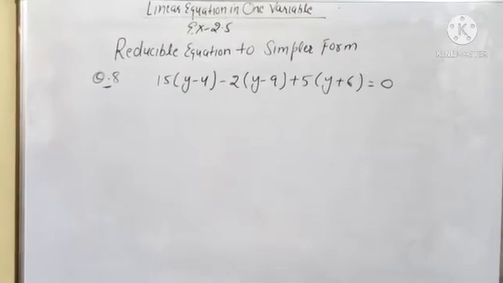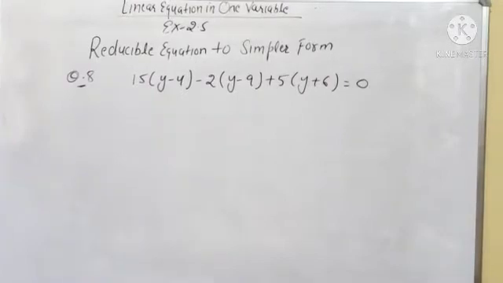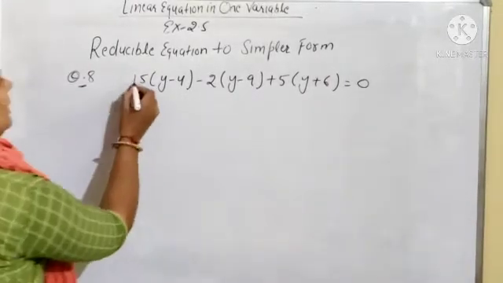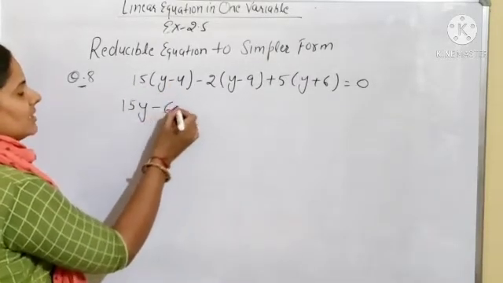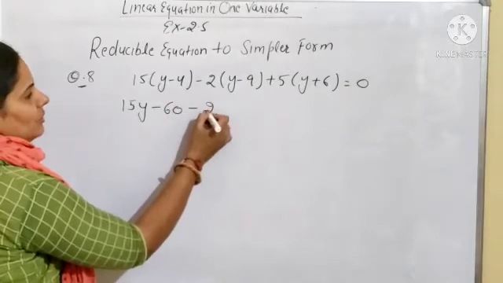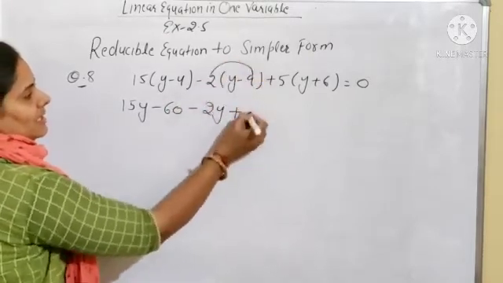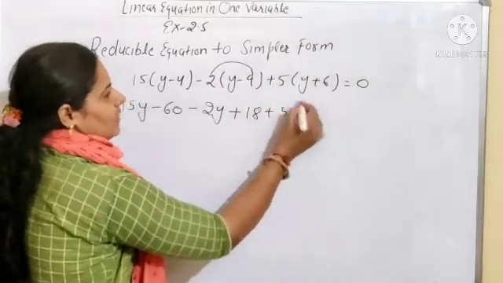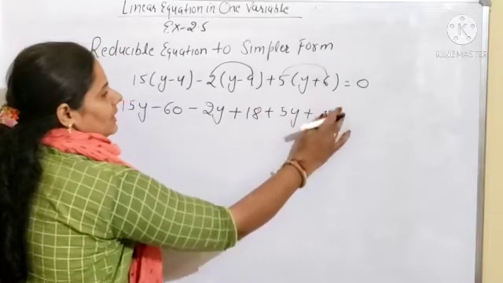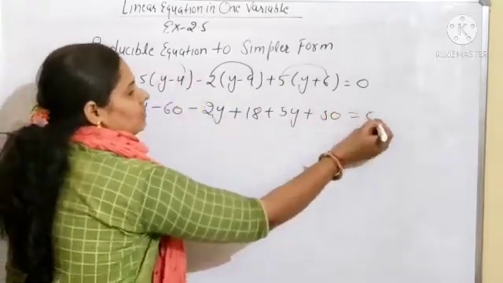Clear beta? So what will you do in this equation? So simply first step, you will open the bracket. So 15 into y, it will be 15y minus 15 into 4, 60, minus 2 into y, 2y. Now outside minus, inside minus, so it will be plus, and 2 9s are 18, plus 5 into y, 5y, plus 5 into 6, it will be 30, is equal to 0.